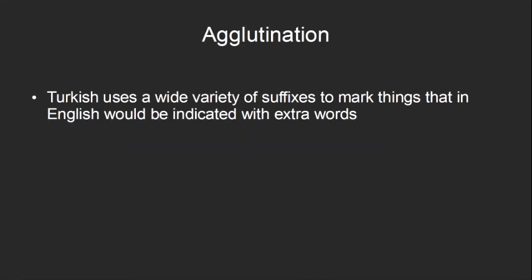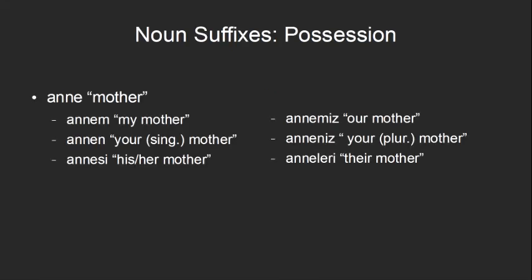Turkish uses a wide variety of suffixes to mark things that in English would be indicated with extra words. This is known as agglutination. Agglutination occurs to varying extents on most types of words, but is particularly common on nouns and verbs. Nouns can take suffixes that indicate possession: my, your, our.